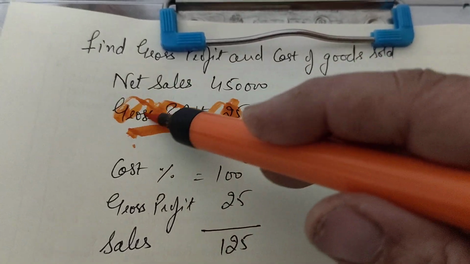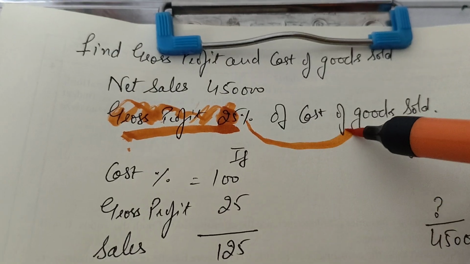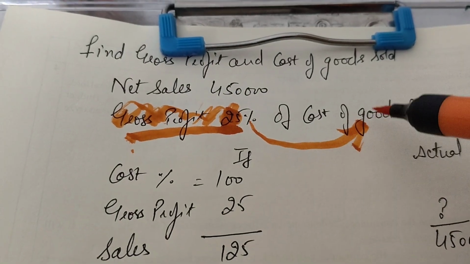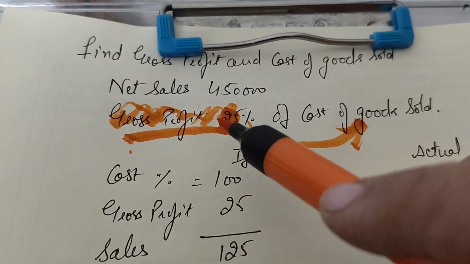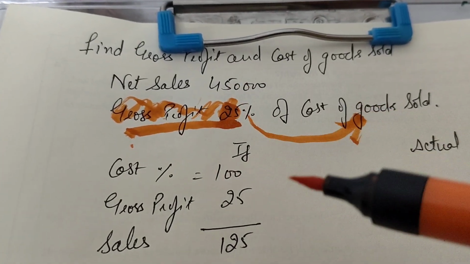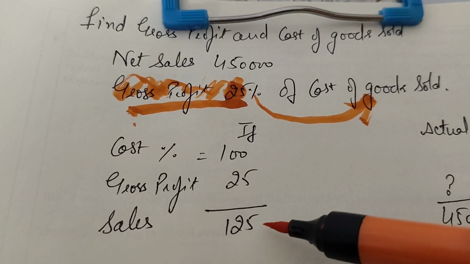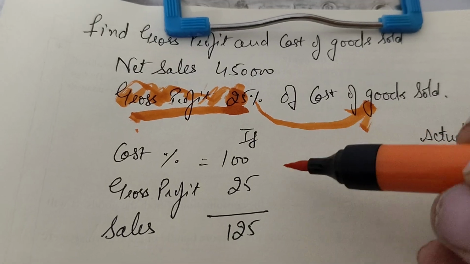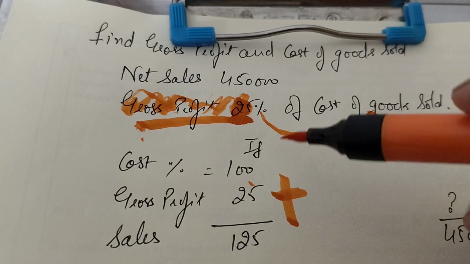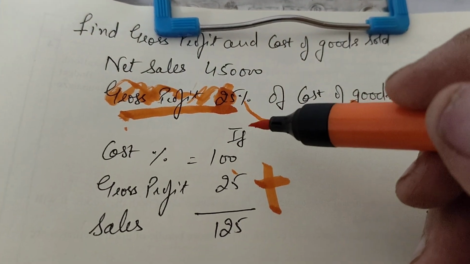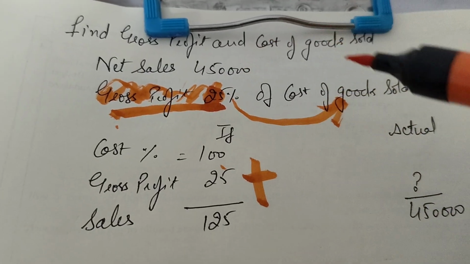We will presume it to be 25 percent, and that would become the value for your cost of goods sold. So as I said, we will consider cost as 100 when GP is 25. Now as per the formula, cost plus GP is your sales, which gives you a value of 125, because cost is added to your GP to calculate the sales. So this was the situation, but actually we are provided net sales of rupees 4,50,000.